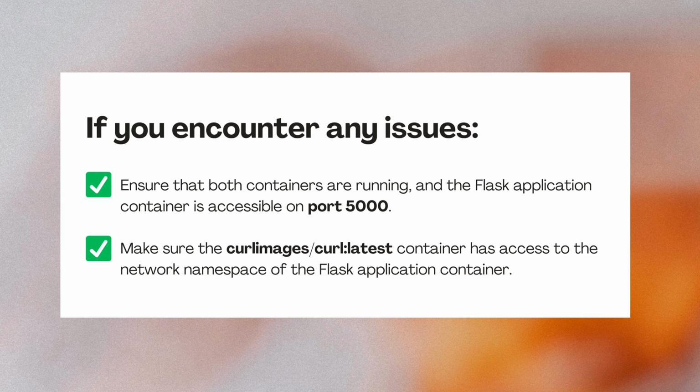Additionally, you could also make sure that the curl images container has access to the network namespace, as we've specified previously, of the Flask application container. And both applications should retrieve the response from your Flask application, demonstrating the accessibility of the application on both ports.